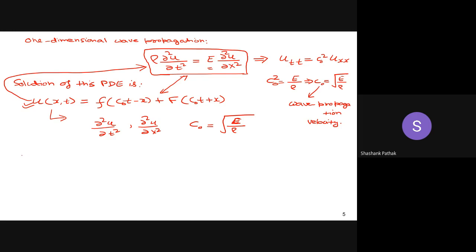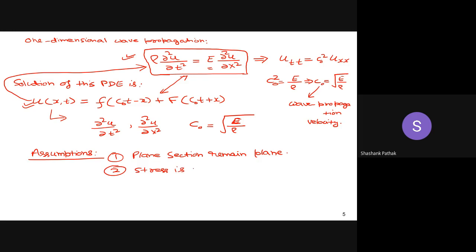So basically, in this wave equation, there are two fundamental assumptions when we are deriving this differential equation. The first assumption, which you have already seen so many times in mechanics of solids, is that plane sections remain plane. The age-old assumption of all things. The second important assumption is that stress is uniformly distributed over the cross section.